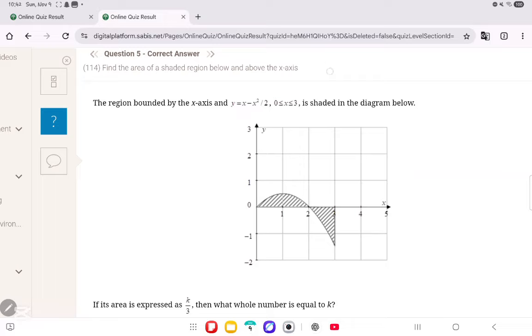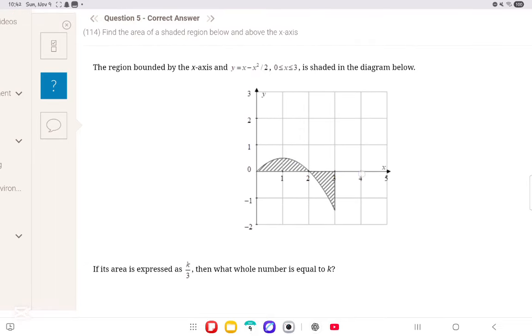What does it say? The region bounded by the x-axis and the y-axis is shaded in the diagram below. They want the area. Now, as you can see, the area comes from this equation, y equals x minus x squared over 2. Now, what do we do when it comes to something like this? We'll need to find the points of intersection with the x-axis. What does this mean? This means our y should be equal to 0.